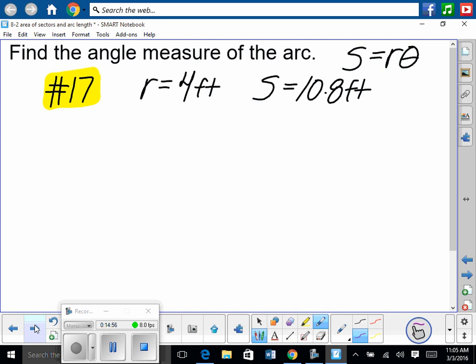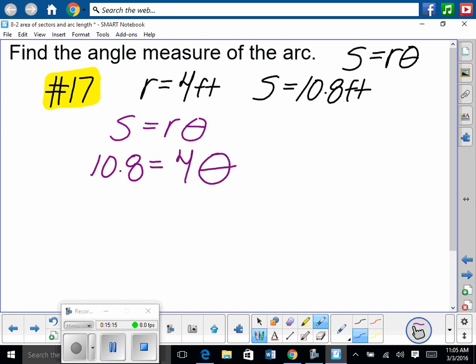So now we're asked to find the angle measure. So won't we be finding theta? Okay, so now notice we're given the radius and then S. So we're given the radius and the arc length. So we know that S is equal to R times theta. Let's put in what we know. S is 10.8, right? Which is equal to our radius, which is 4, times theta, which we don't know. Now aren't we just solving for theta? So do you see how we only have one unknown?